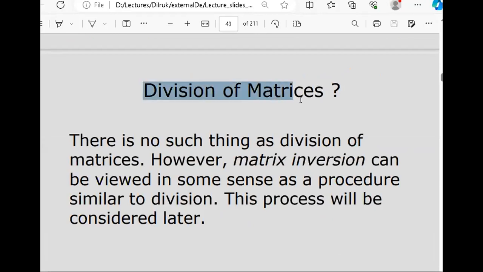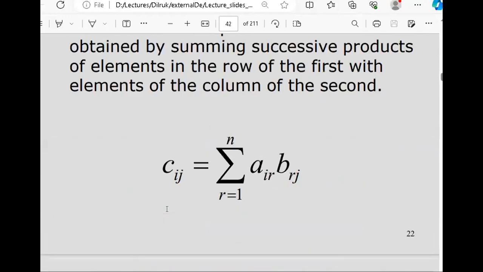But matrix division is not defined. There is no such thing as division of matrices. However, there is the inverse, in the sense of division.